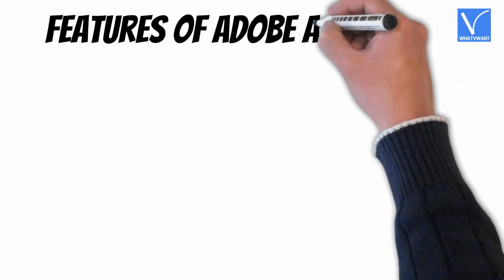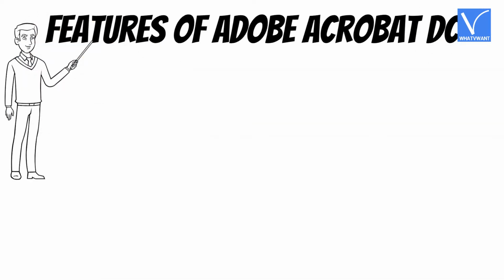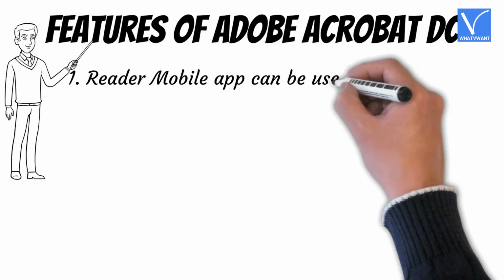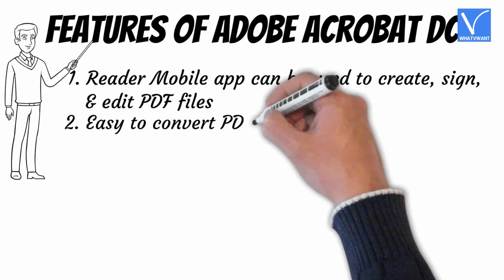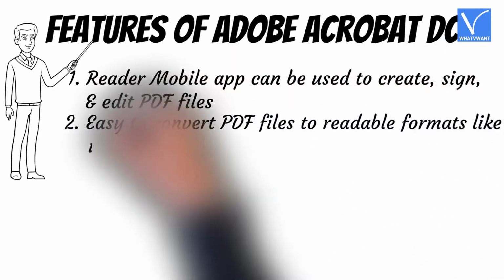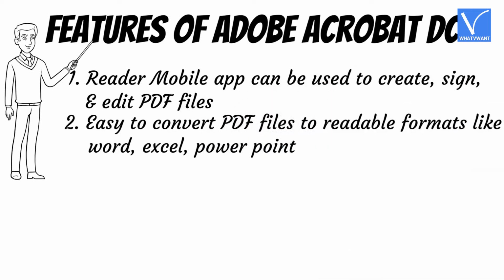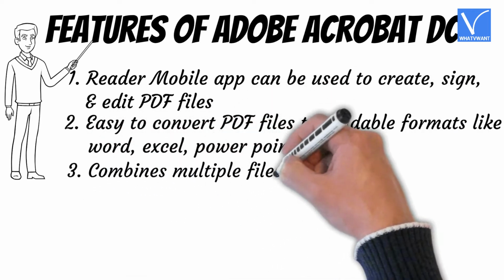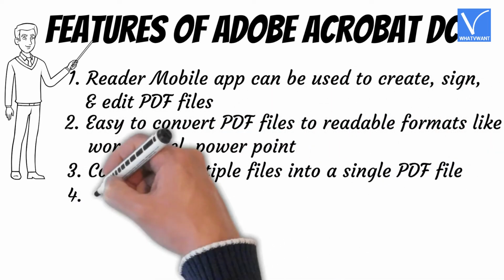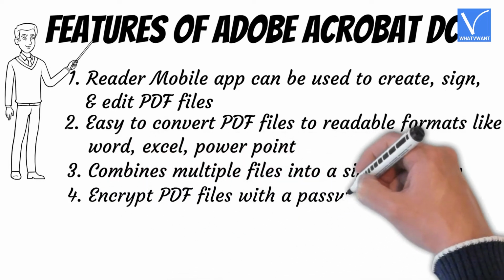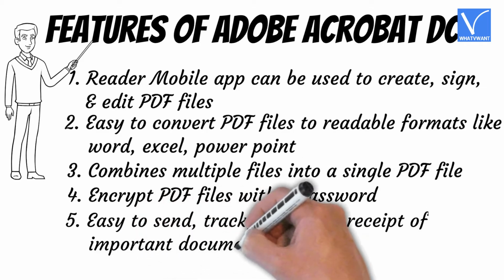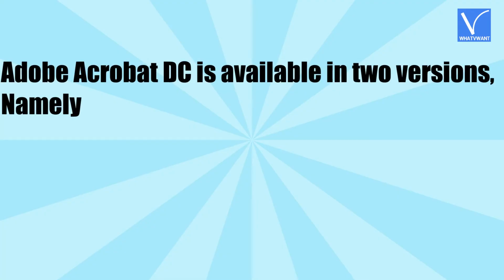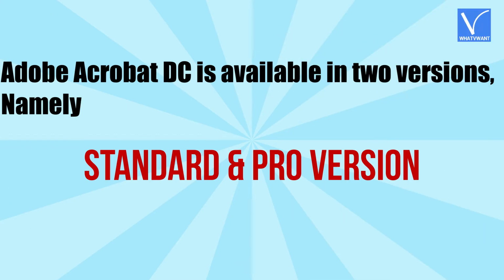Features of Adobe Acrobat DC. Reader mobile app can be used to create, sign, and edit PDF files. Easy to convert PDF files to readable formats like Word, Excel, PowerPoint. Combines multiple files into a single PDF file. Encrypt PDF files with a password. Easy to send, track, and confirm receipt of important documents. Adobe Acrobat DC is available in two versions, namely Standard version and Pro version.